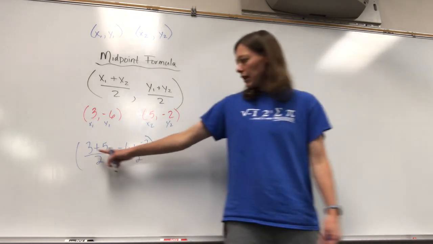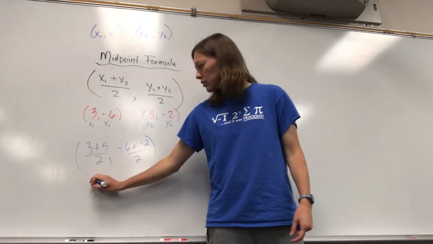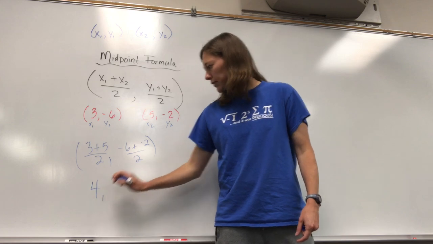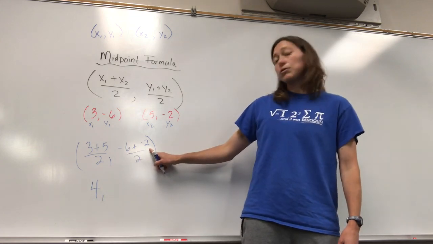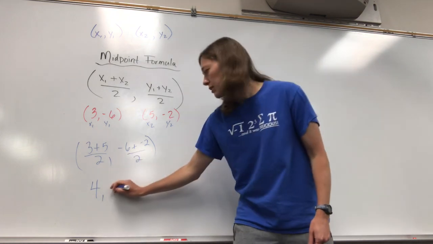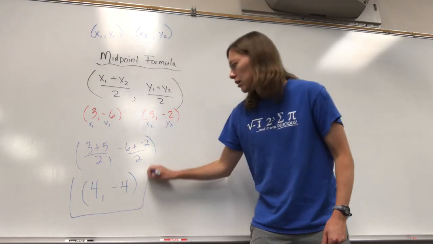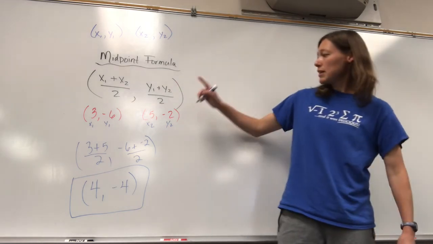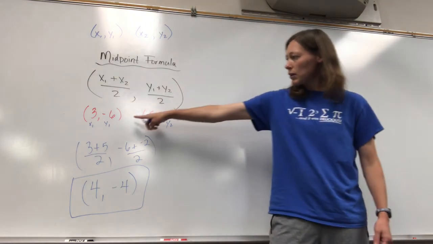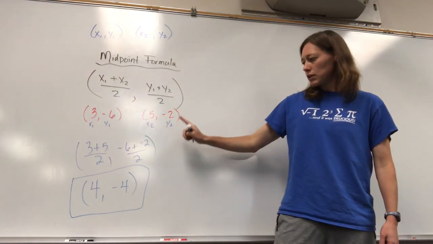All right, so then I have 3 plus 5, which is 8, divided by 2, or 4, and -6 plus -2, which is -8, divided by 2, which is -4. So my ordered pair of the midpoint between these 2 points, 3, -6, and 5, -2, is 4, -4.